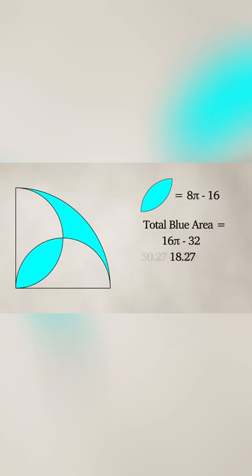And there it is. The total blue area is 16 pi minus 32, or approximately 18.27 square units.